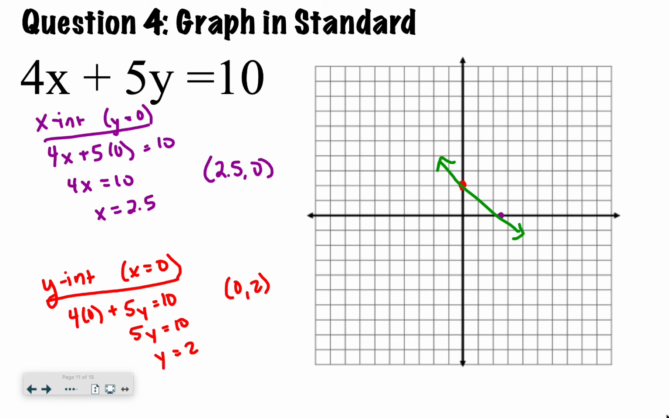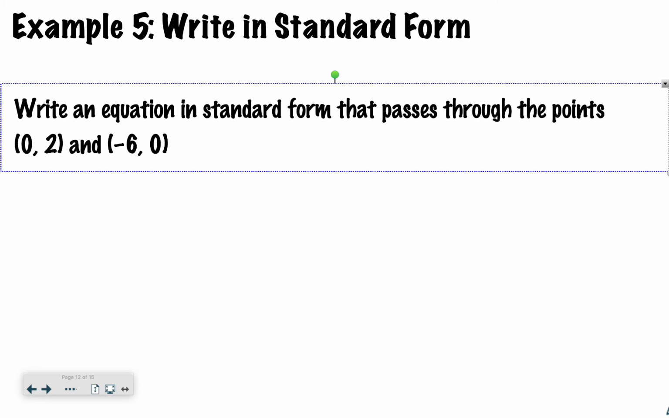All right, for this problem, hopefully you ended up with a graph that looks like this. You ended up with an x-intercept of (2.5, 0) and a y-intercept of (0, 2). If you have questions about that, please be sure to reach out for some help. I'm happy to help you. Now let's practice writing in standard form.